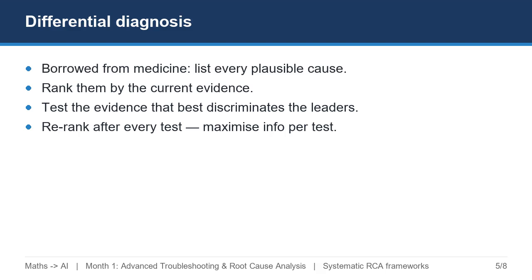Differential diagnosis is borrowed from medicine. You list every plausible cause, rank them by the evidence you have so far, then choose the test whose result best discriminates between the top contenders, the one that tells you the most. After each test, you re-rank. This is the disciplined version of the cheapest test that kills the most hypotheses instinct from lesson 1. It keeps your testing efficient and honest.